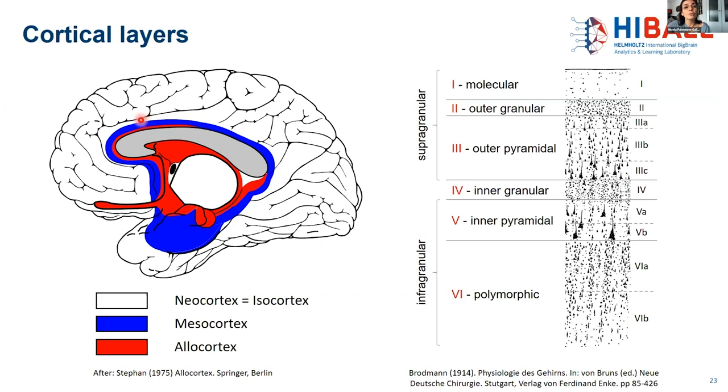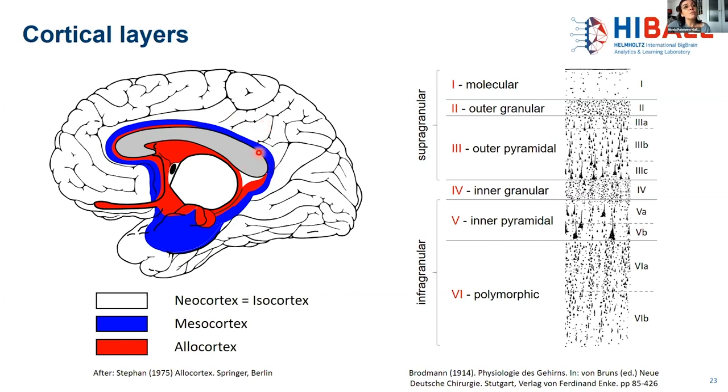It does not have a layer 4, so that's why it's not neocortex. The posterior part of the cingulate cortex, where we've got Brodmann's area 23 here, we have our clear 6-layered lamination, so this posterior part is neocortex.